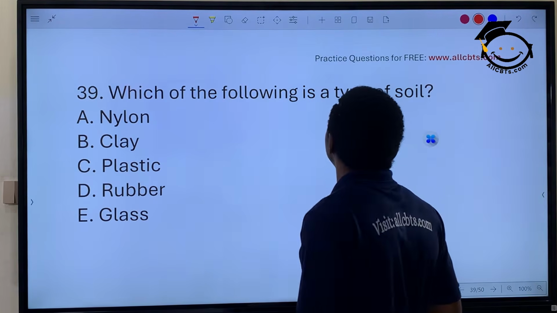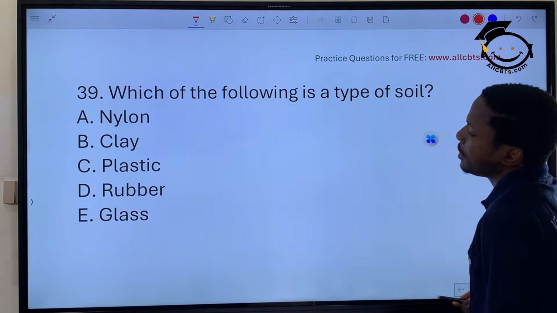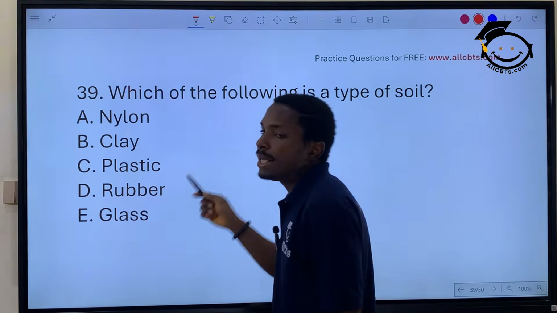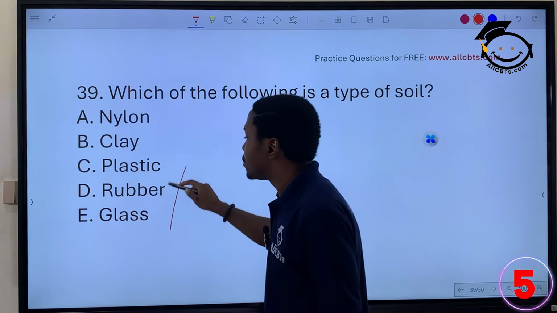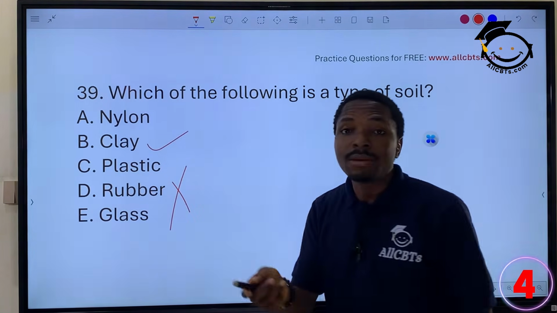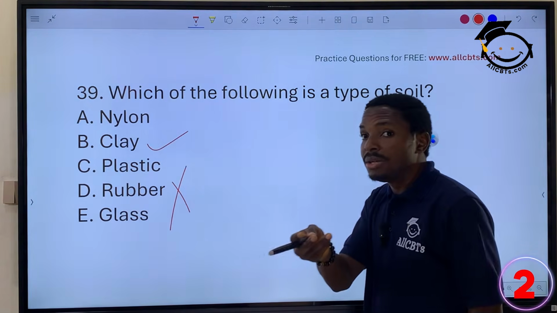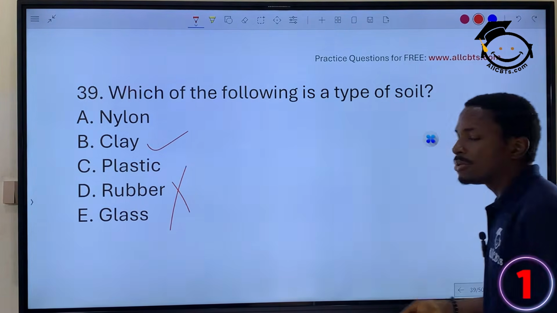Then, question 39. Which of the following is the type of soil? You have nylon, clay. Yes, the others are not. So clay is a type of soil. Which other type do we have? Sandy, loamy, right? You remember that. We have silt as well.